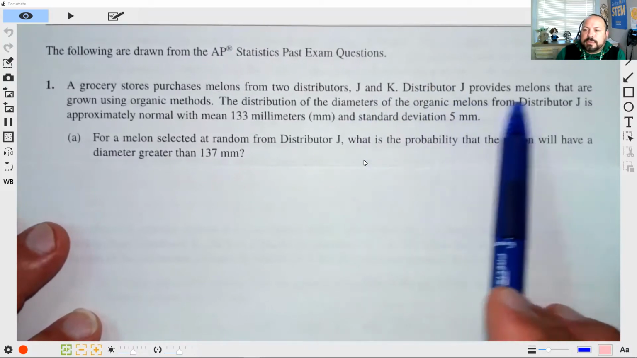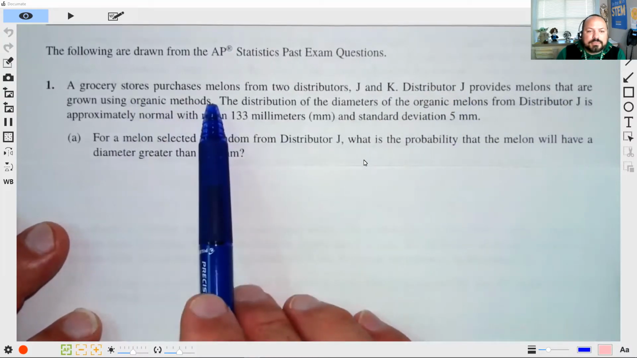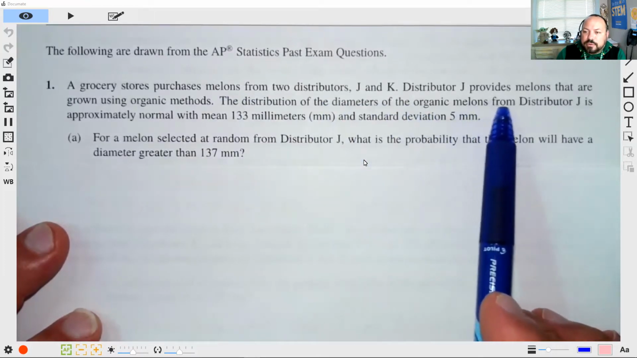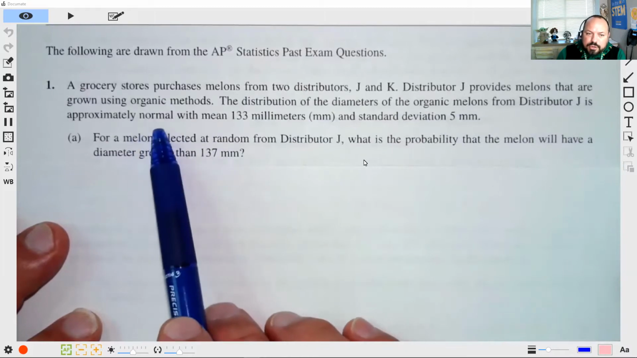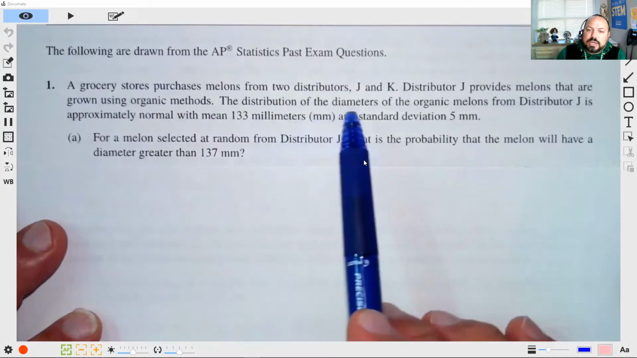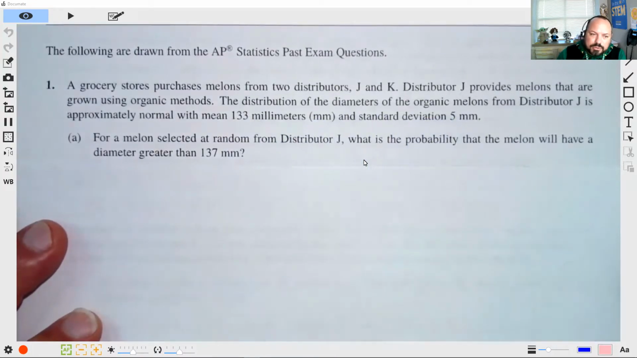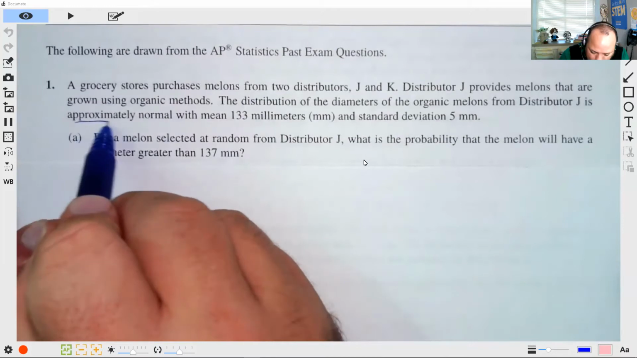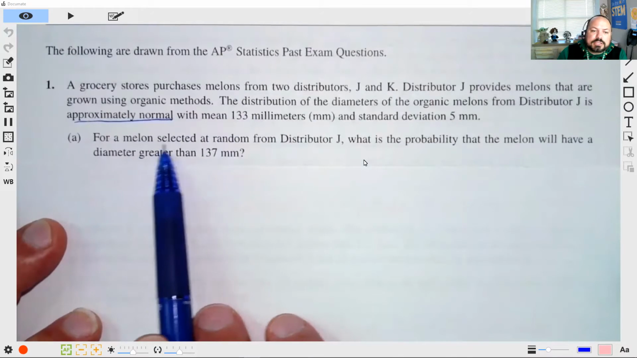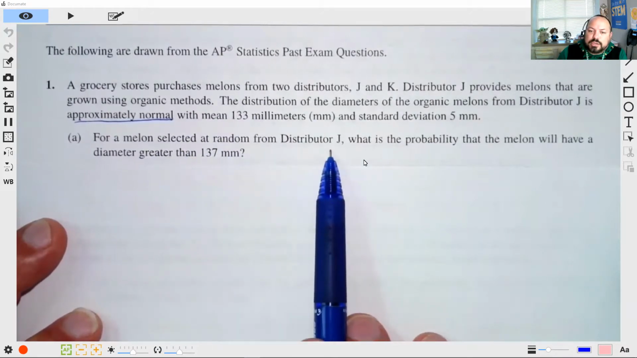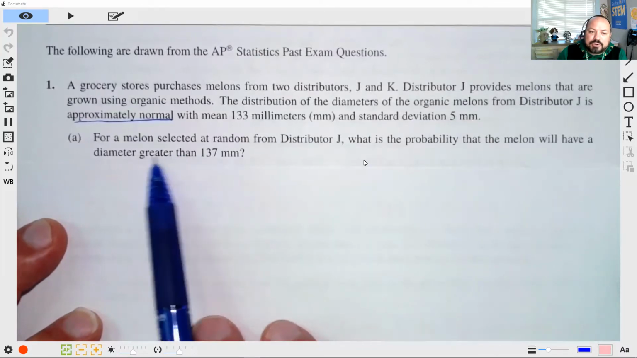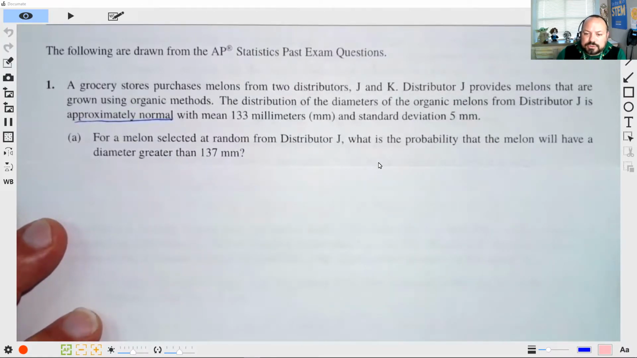Distributor J provides melons that are grown using organic methods. The distribution of the diameters of the organic melons from distributor J is approximately normal, with mean 133 millimeters and standard deviation 5 millimeters. It is important to note that we are approximately normal. Now, for a melon selected at random from distributor J, what is the probability that the melon will have a diameter greater than 137 millimeters?